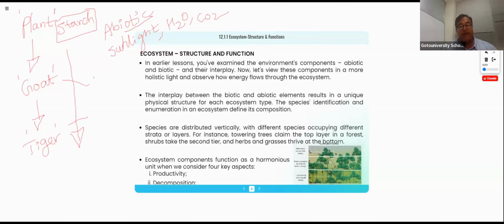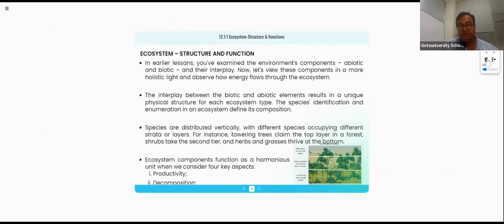So the goat eats a biotic plant and makes its biomass. Tiger eats the goat and makes its own biomass. This is the way you need to remember all the information in detail. Now, what we need to understand basically in the ecosystem is that the productivity and decomposition process are playing a crucial role.